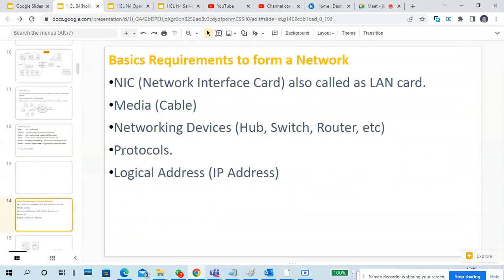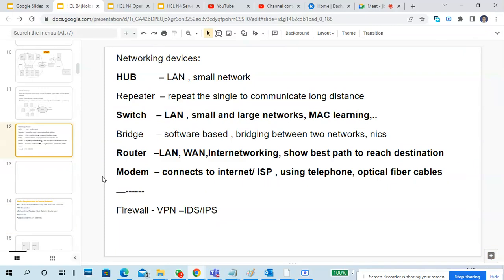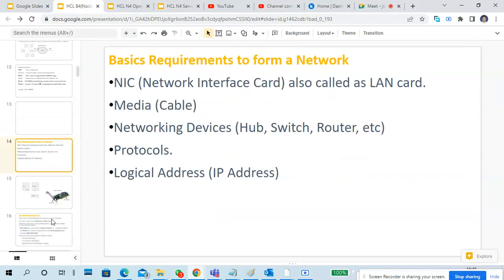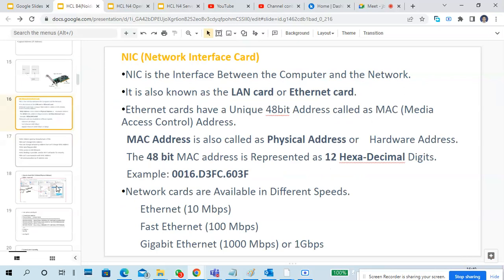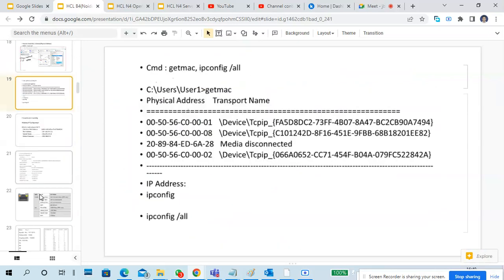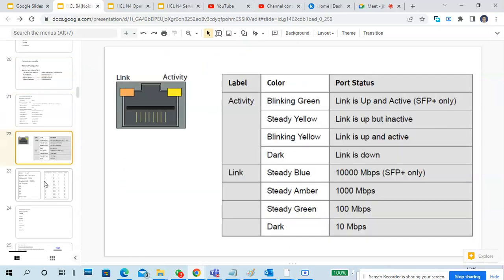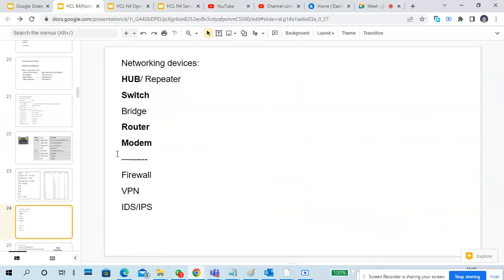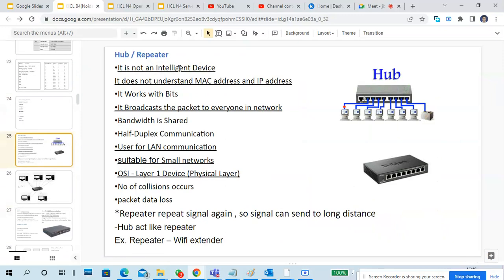Next one is the basic importance of your devices. So from here, each device's explanation is there. Okay, hub or a repeater.